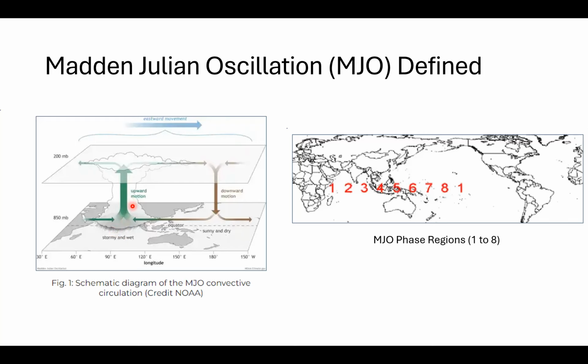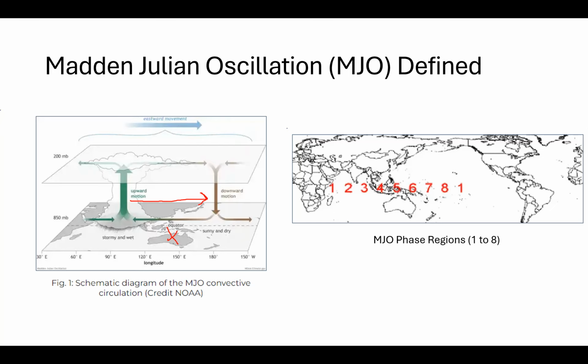In this case, we're showing the MJO across the Indian Ocean. This is generally where it's going to start. And then over time, it's going to slowly drift to the east. It's going to work its way from west to east. Initially, it's going to work its way across the maritime continent of Australia, which is represented by the red X here, and it's going to eventually work its way even further east into the western tropical Pacific area.